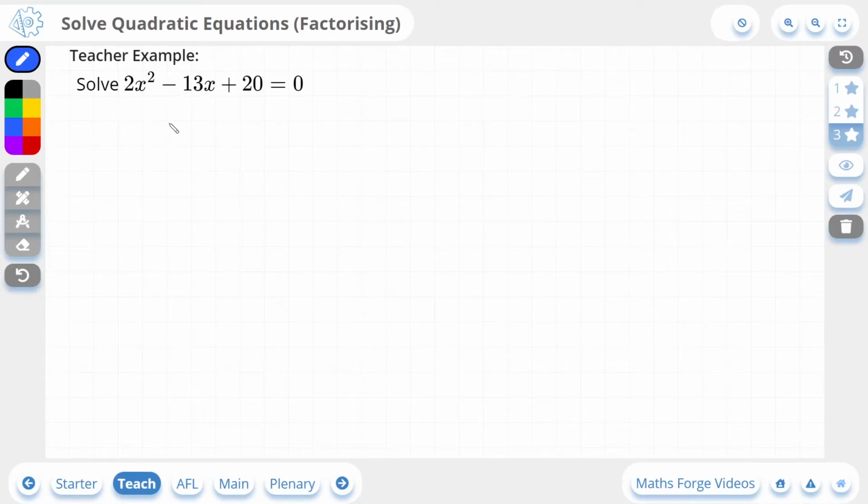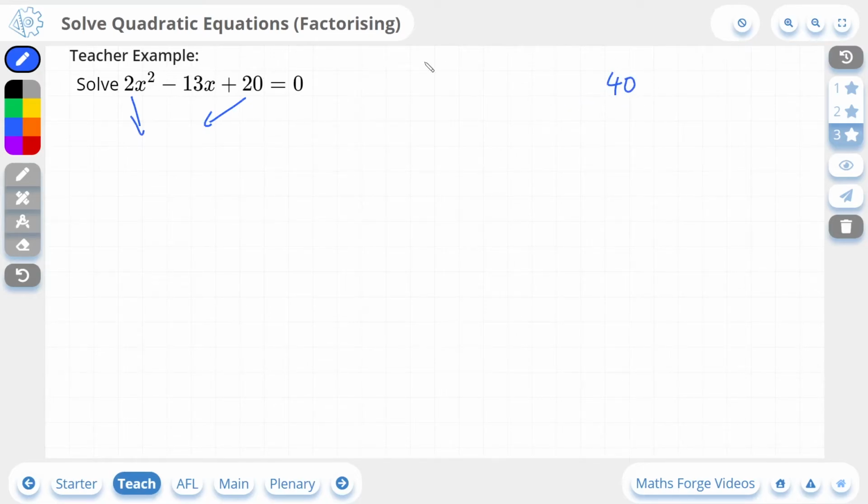If you remember the lesson on factorizing quadratics where x squared has a coefficient in front of it, to factorize such a quadratic, we first begin by multiplying the 2 and the 20 together. This is going to give us 40. And I'm going to write it here to the right-hand side.